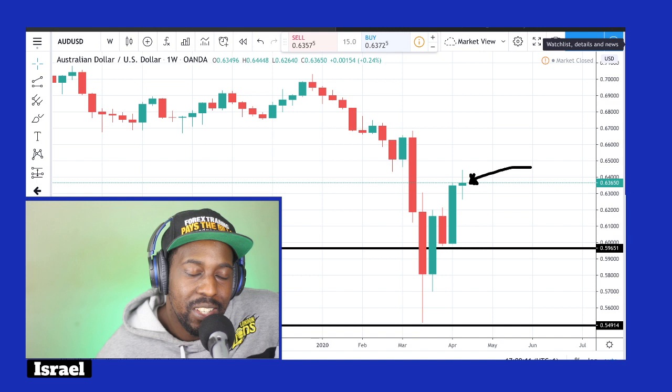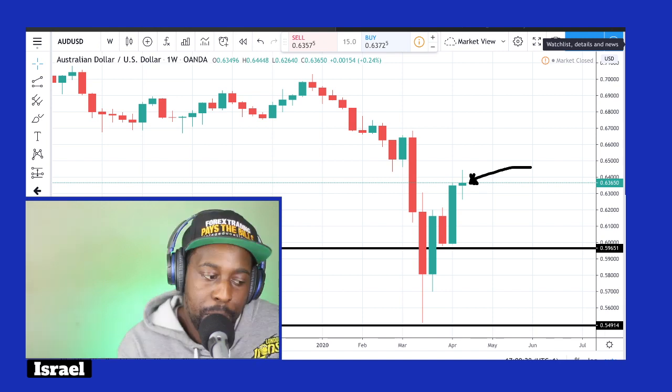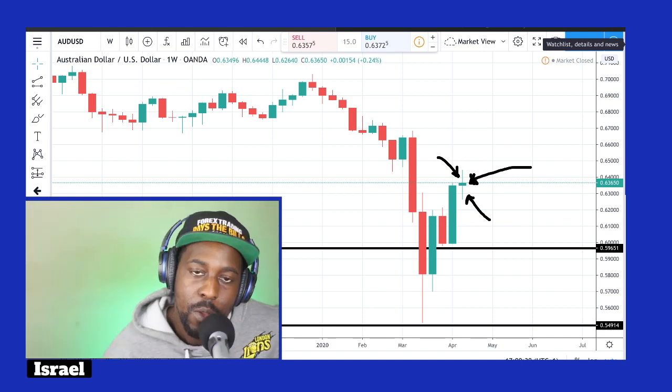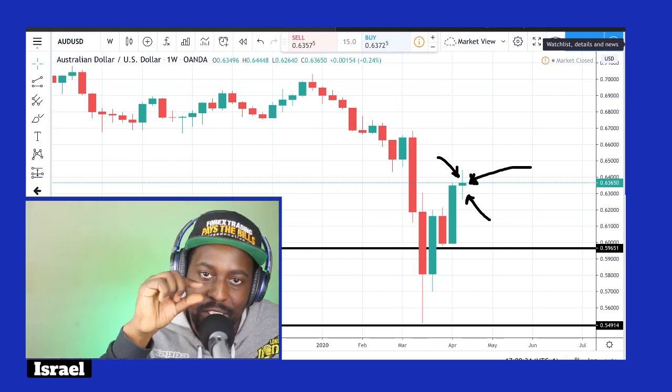And just looking at it logically, you can see how that makes sense, because we've got a little body and what we call the tail of the candle, or the wick of the candle. It's very long on either side. So price pushed up, price pushed down, and price overall over the week just moved up a little bit. But price is looking like it wants to continue moving up.